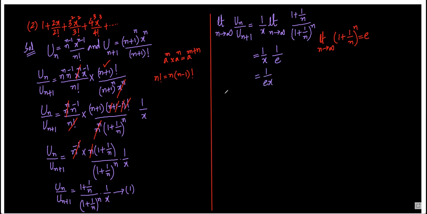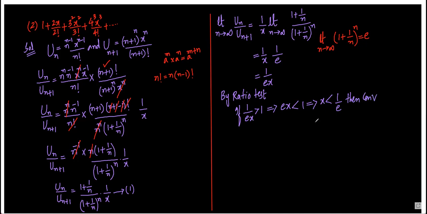Whatever we did till now, which test? Ratio test. By ratio test, if 1 by ex is greater than 1, let me simplify this one. Take the reciprocal, that is ex, the inequality will change, it is less than 1, which implies that I want the answer in terms of x. So x should be less than 1 by e. It means we are dividing e on both sides. In this case, we can say that it is convergent. If this x value is less than 1 by e, then convergent. Same story here.